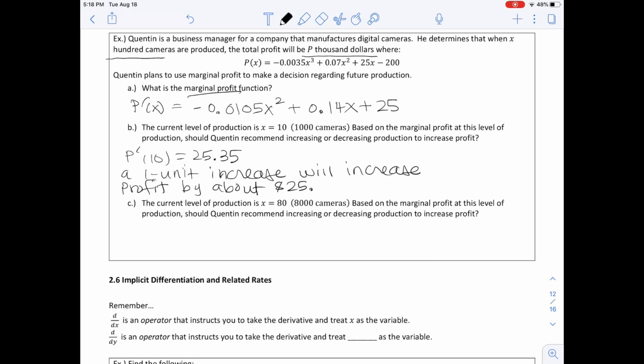The reason it increases is because that value is positive, by about 25.35, and we are in thousands of dollars. Since this is positive and we do have an increase in profit, this means that we want to increase production.